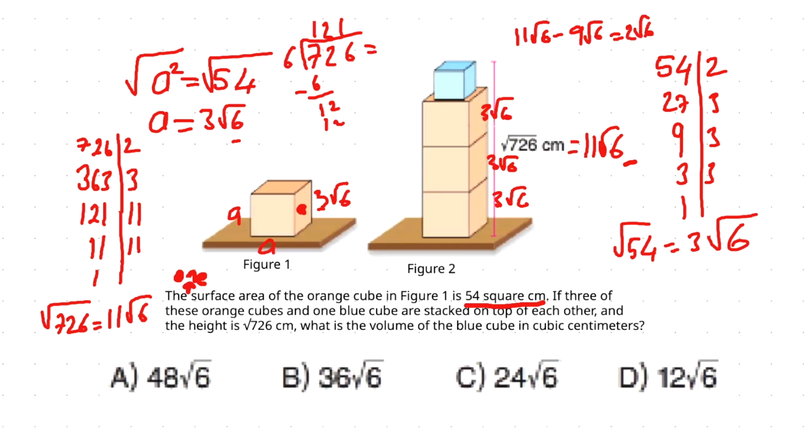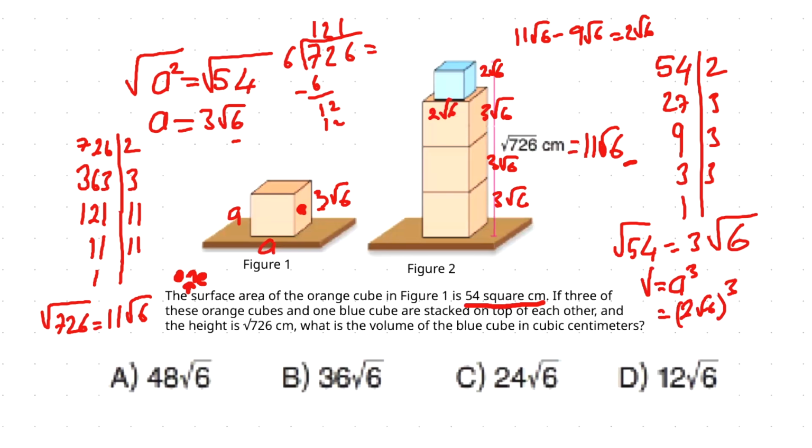So what is this 2 root 6? This 2 root 6 is one of the side lengths of this blue cube. What you've been asked is to find the volume of the blue cube, and we know that the volume formula of a cube is a times a times a, which is a cubed. So we found 2 root 6, and we will take the cube of that.